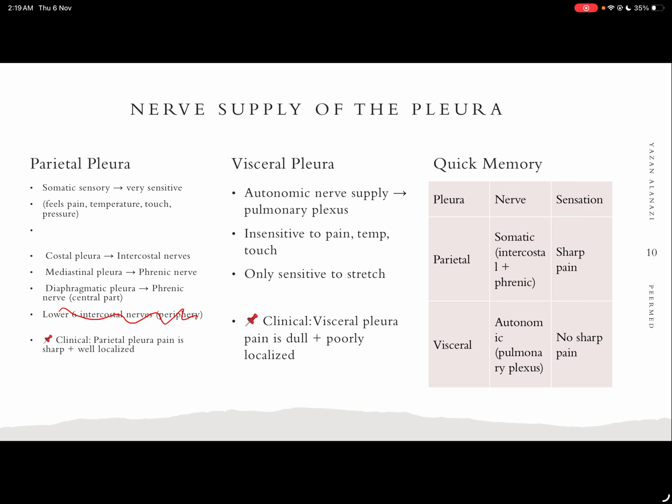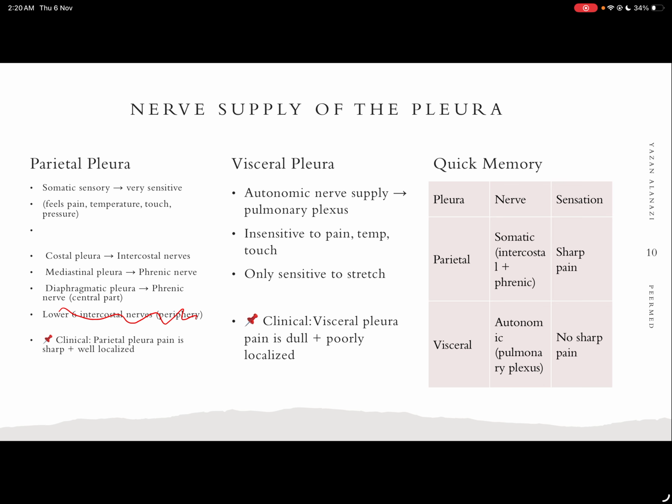Okay, we have the visceral pleura. It's controlled by the autonomic nerve supply, which supplies the pulmonary plexus. Insensitive to pain and temperature. Just think about it: parietal is outside, visceral is inside. So can you feel whatever is inside there? No. But the parietal, the outer one, we can feel. We can feel the pain, the temperature, the touch, and the pressure. But the inner side, the visceral one, is insensitive to pain. We cannot feel pain, temperature, and touch. It's only sensitive to stretch. Okay?